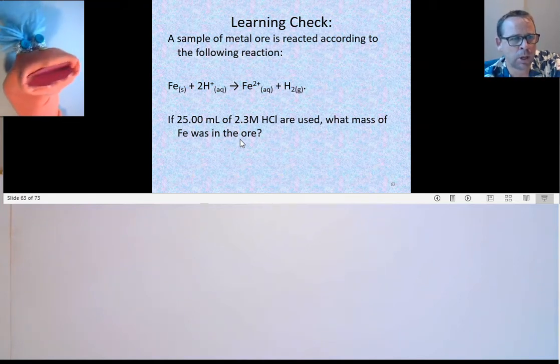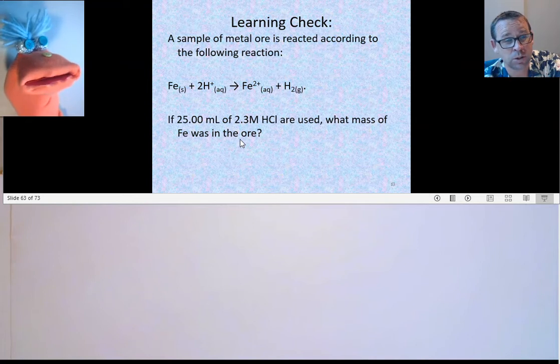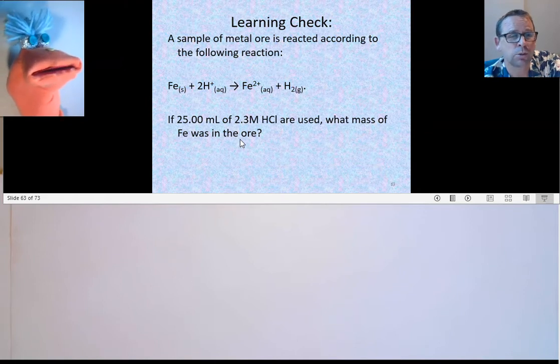They gave us a chemical reaction. Yeah, that's nice. It is a net ionic equation though, right? Yeah. So it might look a little confusing. Yeah. I'm going to need help with that. All right. 25 milliliters of 2.3 molar are used, and we want what to the right of the equal sign?